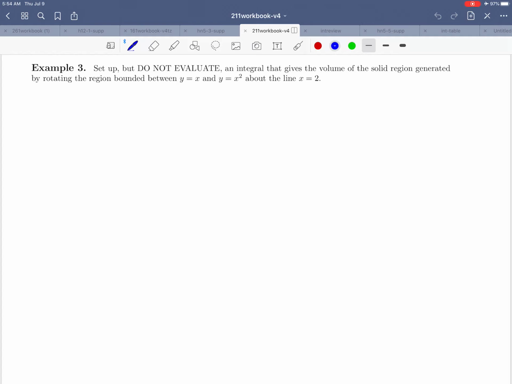Hello everybody, and welcome to example 3 on page 34 of the workbook. This is another example of finding the volume of a solid of revolution. Let's read this problem together.